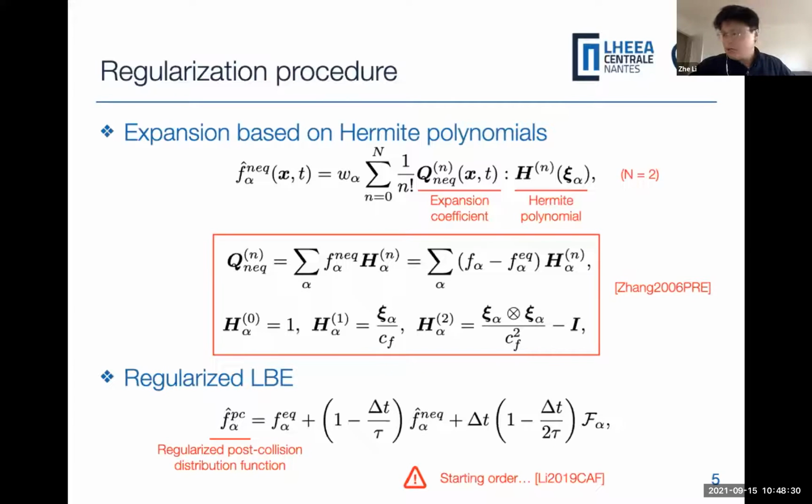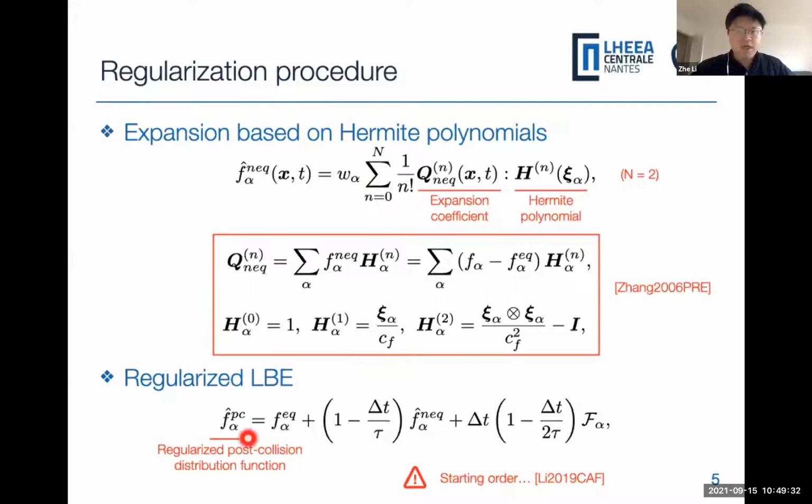Since the single relaxation time LBE sometimes suffers from numerical instabilities, we have chosen to apply a regularization procedure in order to stabilize the simulation, especially when the Reynolds number is relatively high and in the presence of moving solid boundaries. As you can see, we have used the regularization procedure based on the Hermite polynomial expansion. Q is the expansion coefficient, H is the Hermite polynomial. In the present work, we choose to truncate this reconstruction of the non-equilibrium part of the distribution function up to order 2, which is sufficient for simulating isothermal weakly compressible flows.